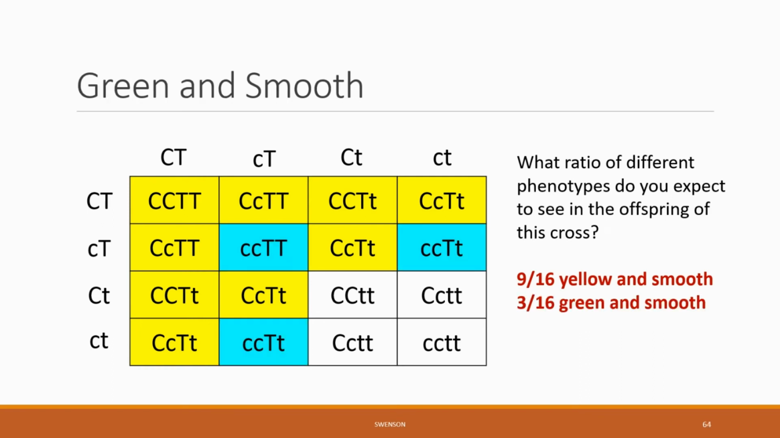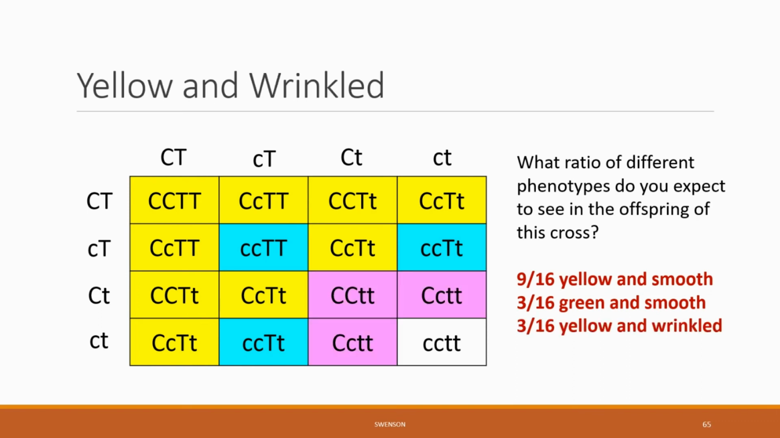Because green is recessive, we need both alleles to be lowercase c, and this means that only 3 out of 16 offspring are green and smooth. And because wrinkled is recessive, we need both alleles to be lowercase t, and this means that only 3 out of 16 offspring are yellow and wrinkled.